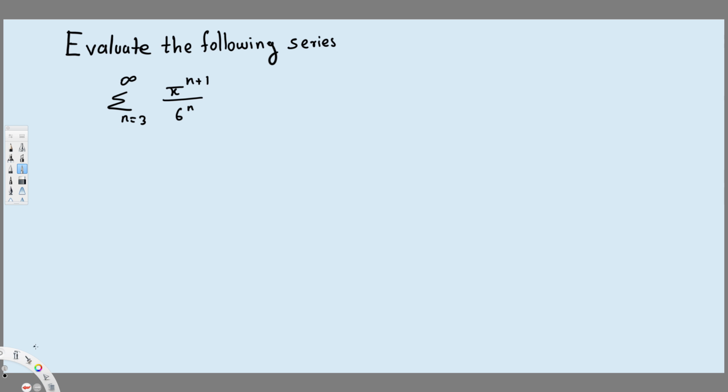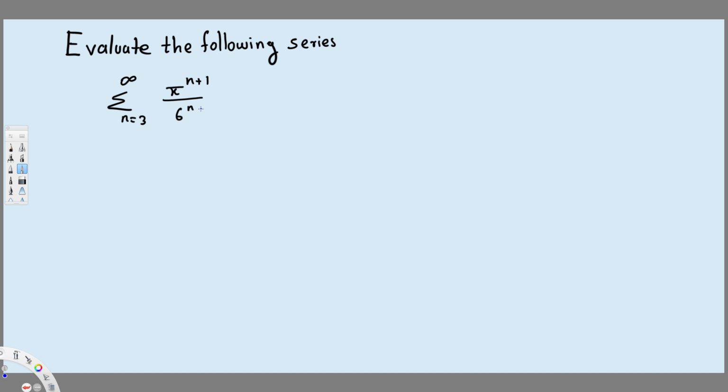What's going on, guys? Let's do this problem right here. The question is asking to evaluate the following series, and we have this function that's provided. If you notice, this is 5 power n plus 1 over 6 power n.